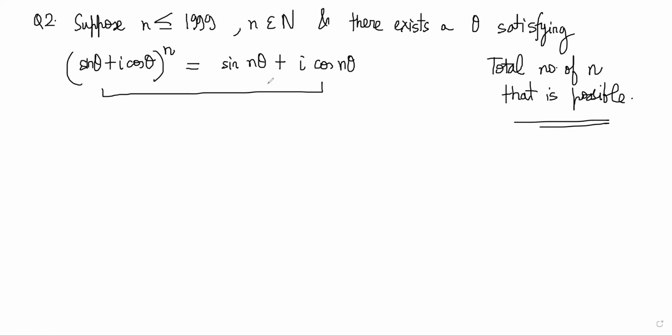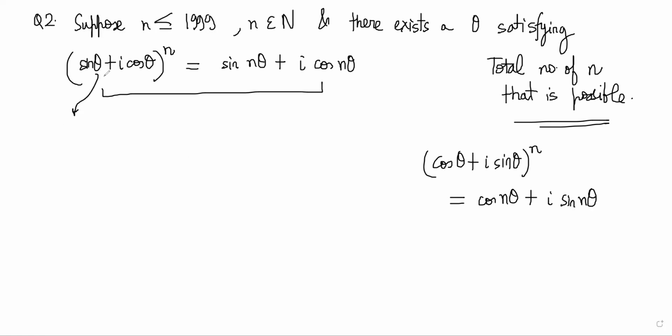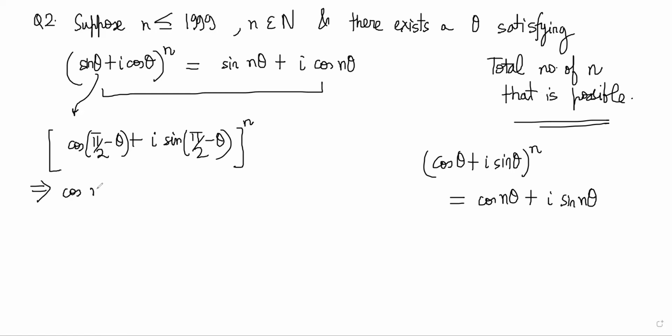So this question tells us about something called De Moivre's theorem. De Moivre's theorem is basically (cos theta plus I sin theta) whole power n is equal to cos n theta plus I sin n theta. So how will we use that here? We see that sin theta plus I cos theta can be written as cos of pi by 2 minus theta plus I sin of pi by 2 minus theta. And we have the whole thing to the power n. So that will become, by De Moivre's theorem, cos of (n pi by 2 minus n theta) plus I sin of (n pi by 2 minus n theta).